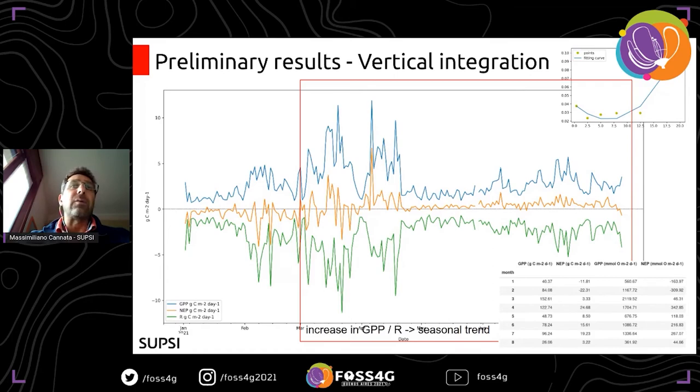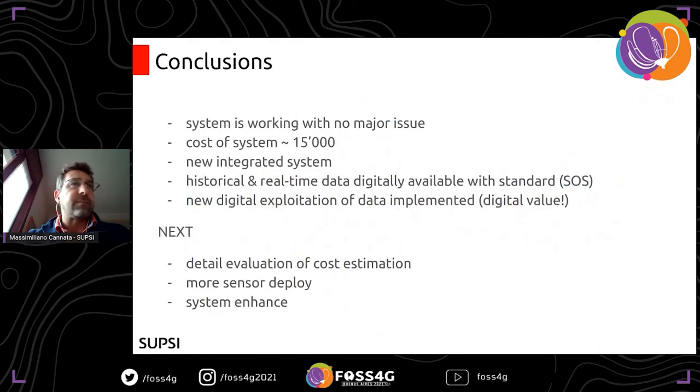And this is somehow the point where we wanted to reach: how you can use all this open stuff and all this new digital technology to improve the way you are doing things and have new information to solve the challenges. So I'm coming to the conclusion, and the system is working without any major issues.